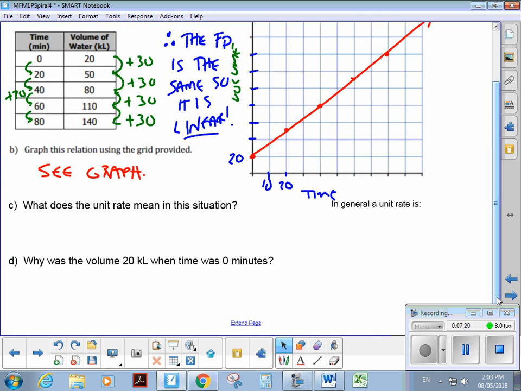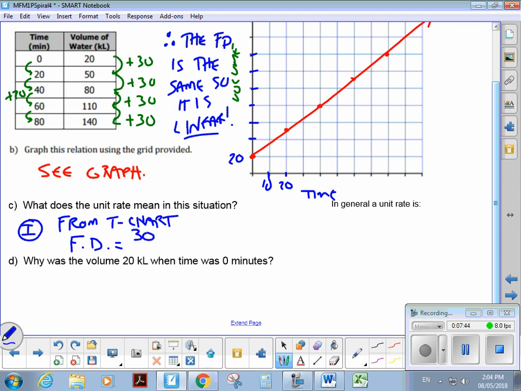Next, what does the unit rate mean for this situation? Well, what is the unit rate? Let's start with that. So there are a couple of ways we've talked about it. Method number 1, from T-chart. So first differences equals, so it goes up 30 for every 20 minutes. All right, so we want to write that as a unit rate. So 30 divided by 20 is 1.5.